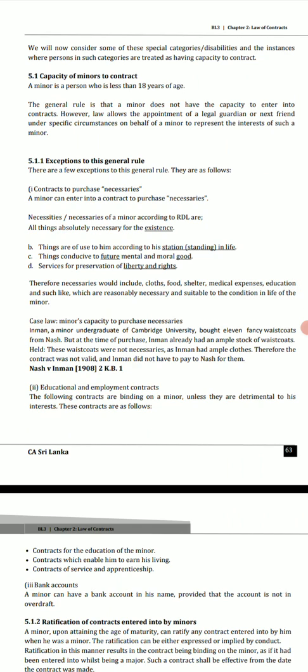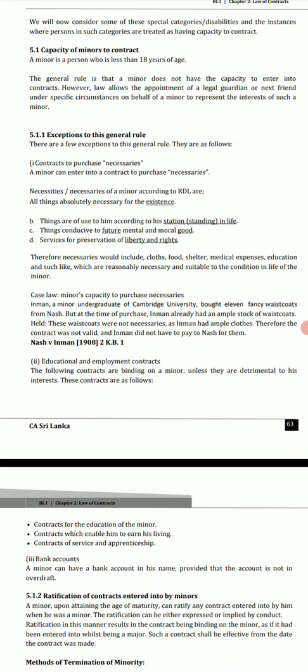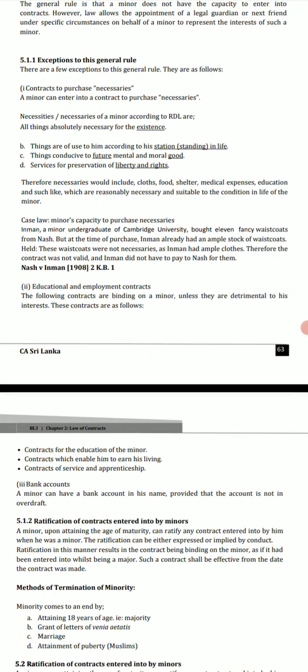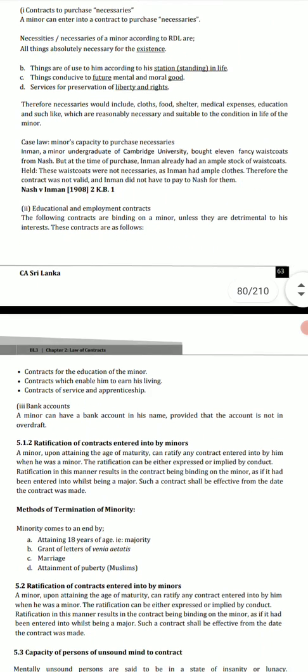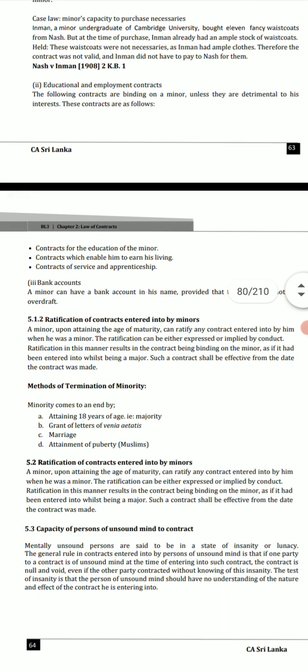So in this case, the exceptions to this general rule are few, such as necessities of minors, things they are used to according to their station, things conducive to future mental or moral good, and services for preservation of liberty and rights. So minority is not taken as incapacity if it's good for his own life, or good for others and the society. In that case, minority is an exception to the general rule. There's a case regarding that, Nash versus Inman, a British case held in the UK.